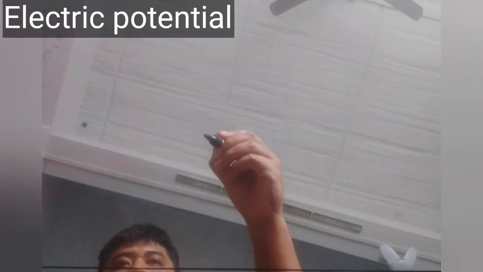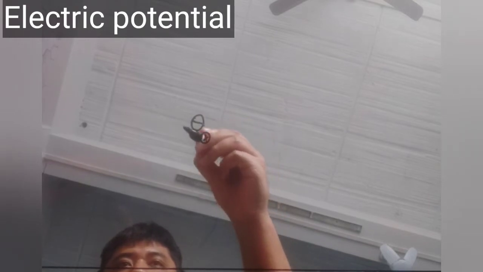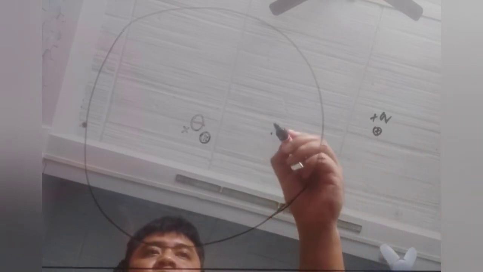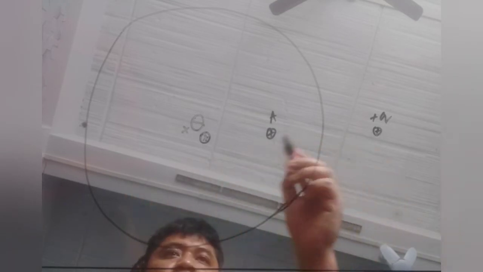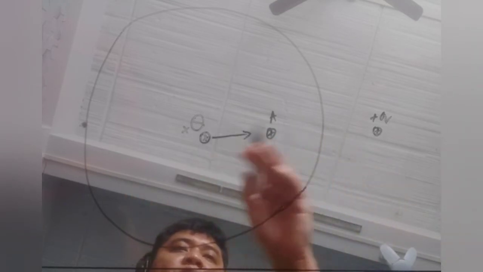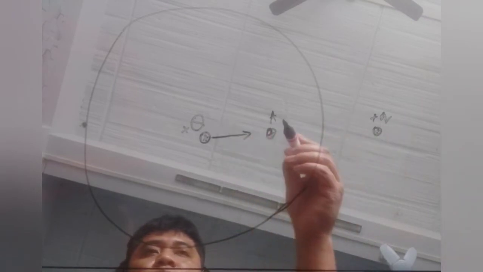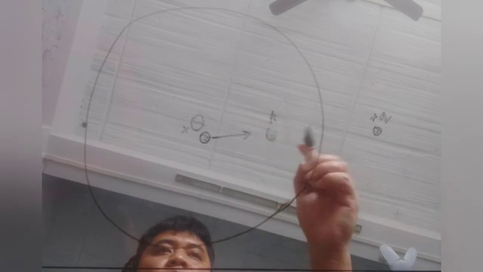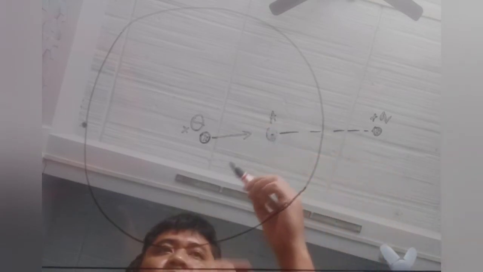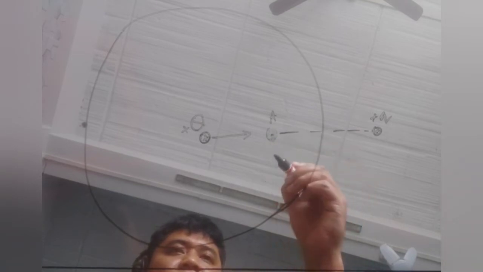Let us consider a source charge plus Q, capital Q, located at this point. Suppose this is the electric field of this plus Q. If we want to move another charge inside it, suppose we want to move another positive charge from this point to this point. Let it be point A. Work has to be done because this will repel in this direction. Work has to be done against this force. Means we have to apply some force, and there will be some displacement. Force into displacement is work done.